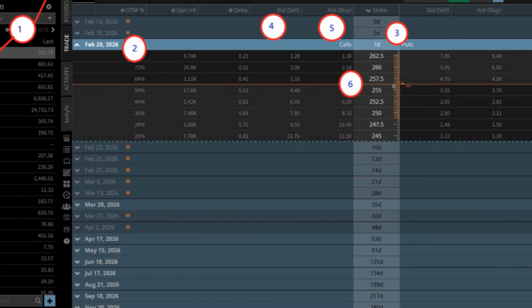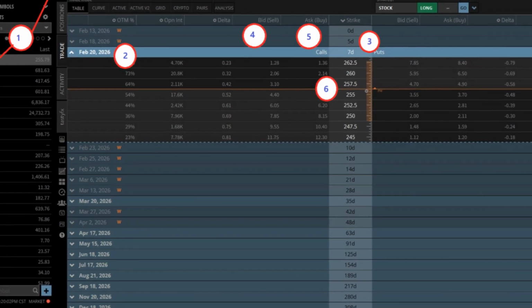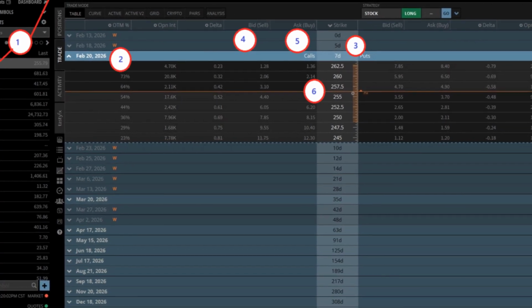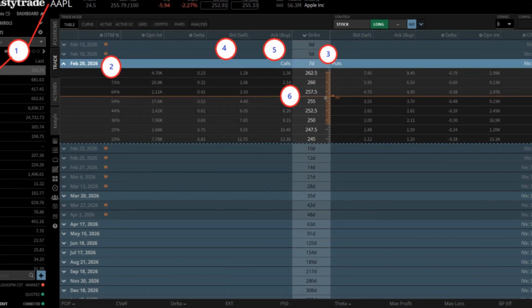Today, we're diving into the option chain, the screen that looks confusing to most beginners. Using the Tasty Trade platform with Apple stock as our example, I'll show you how to turn this into a simple decision-making tool.